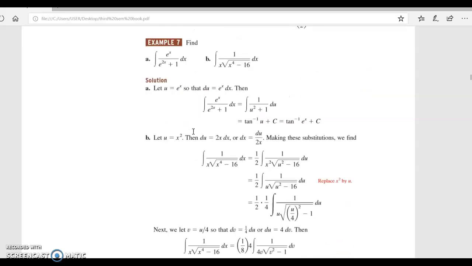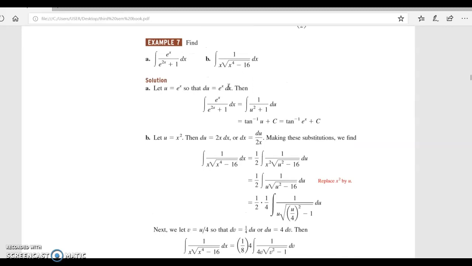Again, find the integral of e raised to x divided by e raised to 2x plus 1 dx. Substitute e raised to x equal to u. Then du equals e raised to x dx. Then this becomes du divided by u square plus 1. It is equal to tan inverse u, that is tan inverse e raised to x.